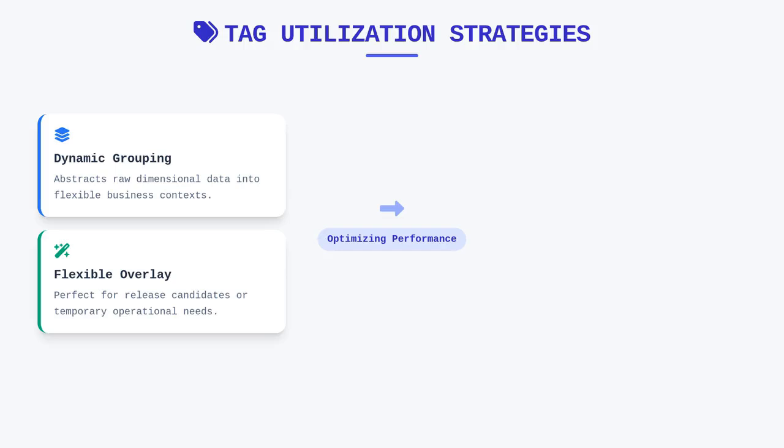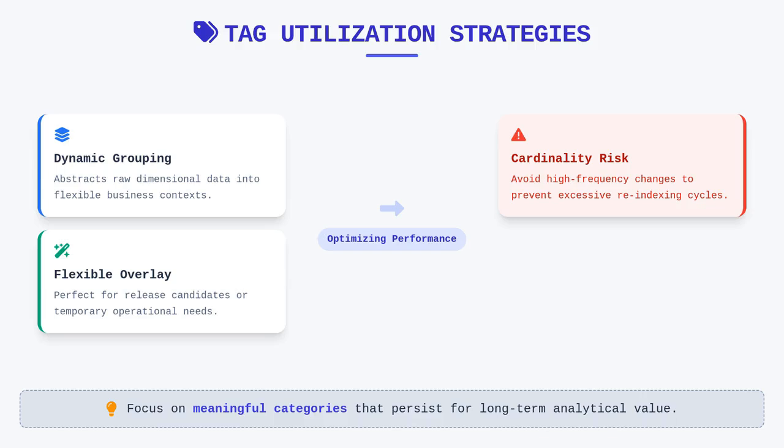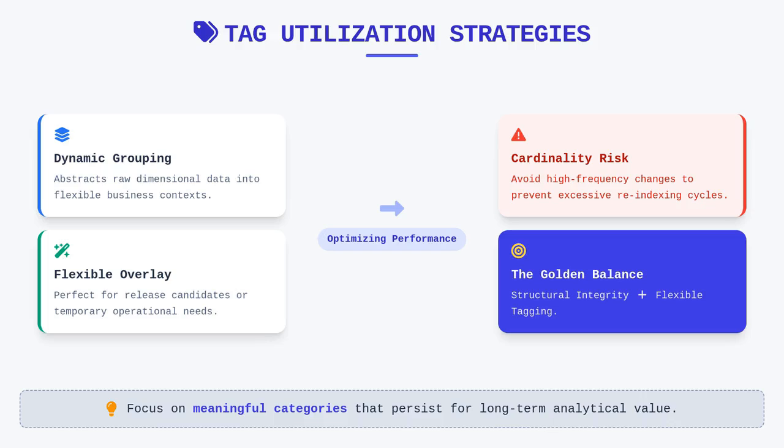You must be careful, however, not to overload the system with overly specific tags that change at high frequencies, as this mirrors the challenges of high cardinality data. Instead, focus on using tags to capture meaningful categories that persist long enough to offer analytical value without inducing unnecessary re-indexing cycles. By balancing structural integrity with flexible tagging, you ensure that your metrics remain both performant and highly relevant to the teams investigating production incidents.